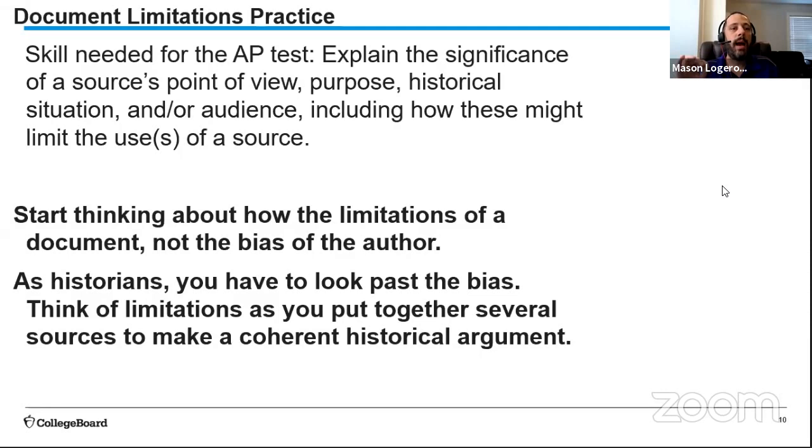But I see this word bias a lot of times in student work. Here's what we need to consider: there's always going to be some level of bias in every document. Instead, I want to look past that, and I want to think about limitations.